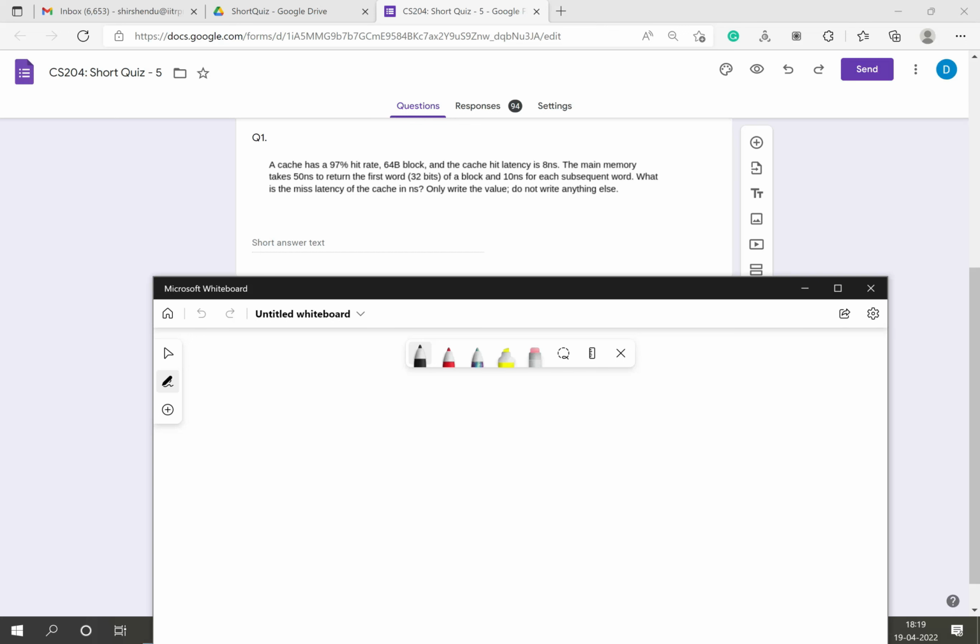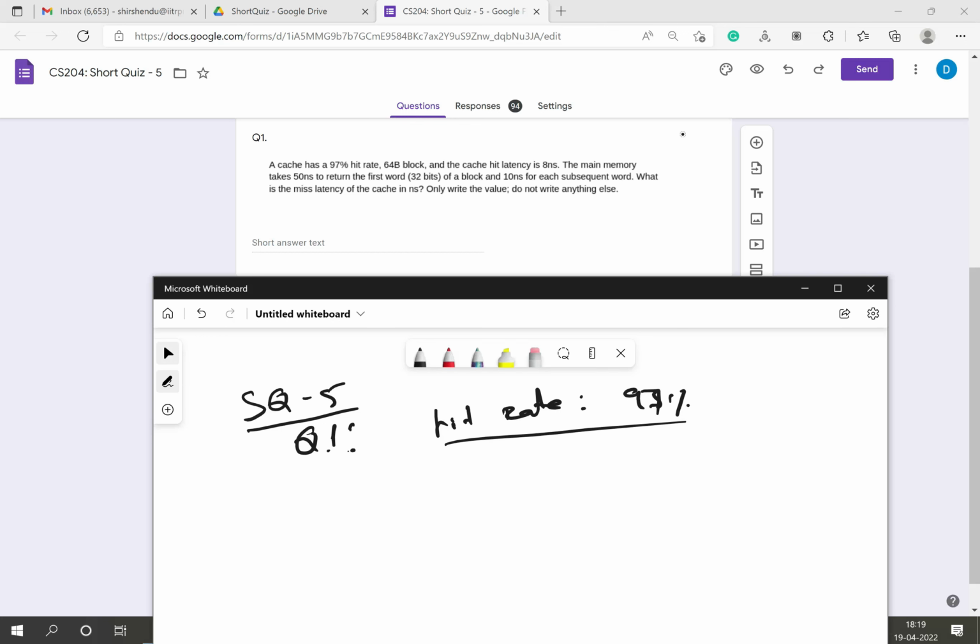So coming to short quiz number 5, question 1. This question has more information, like hit rate. Hit rate information is there. It's 97%, so miss rate will be 3%. But this information is not very important. Why? Because you need to find out the miss latency.